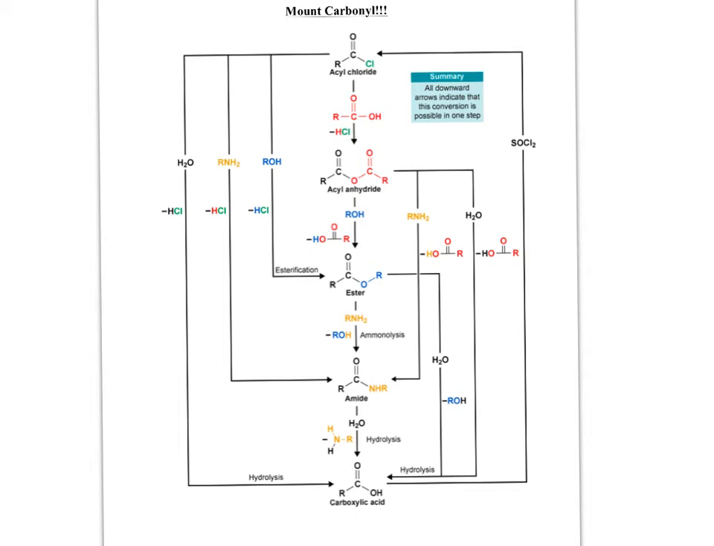So Mount Carbonyl: at the top are the higher energy species, at the bottom are the lower energy species. All these arrows are ways to go up and down the mountain, right, and change things.